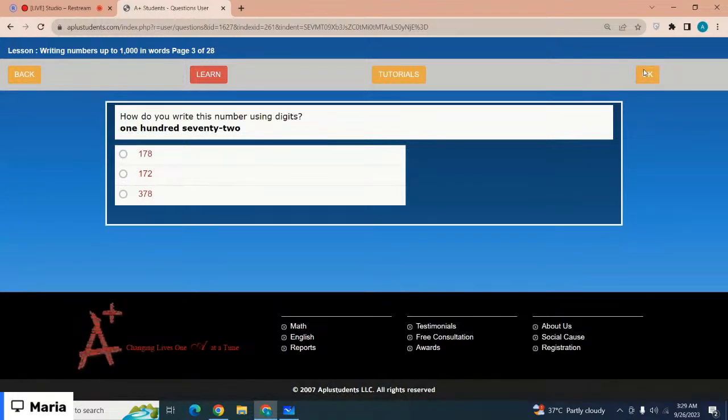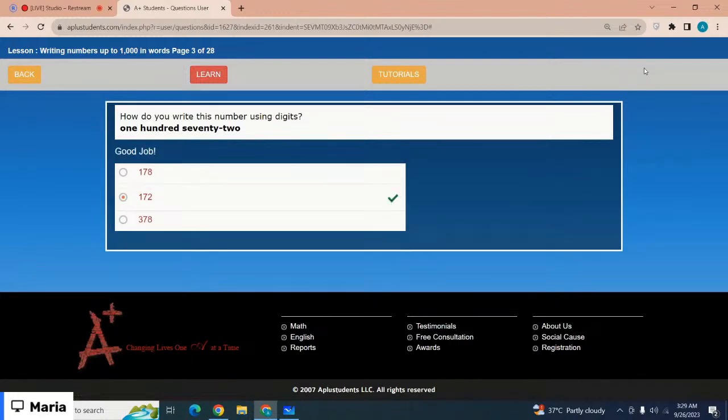How do you write the number using digits? Which is the correct option? 172. Which is the correct option? That means the digit involved here is 1. 72 means 7 and 2, right? So that would be the second option. 172 is the correct option.